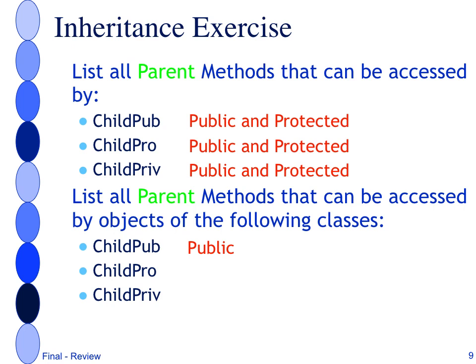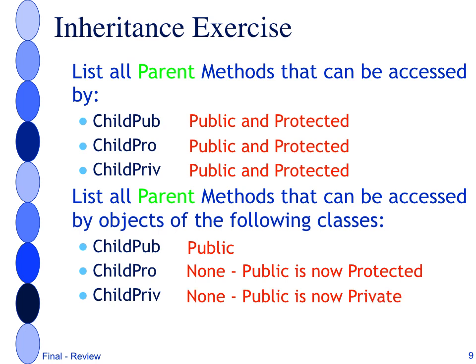How about in the child pro? What's going to happen there? Anything that's public will become protected, anything that's protected stays protected, and private is still private. So if whatever was public is now protected, within the child pro, no methods from the parent will be visible by an object. And if it's private, it's even worse: none, again, because public is now private.